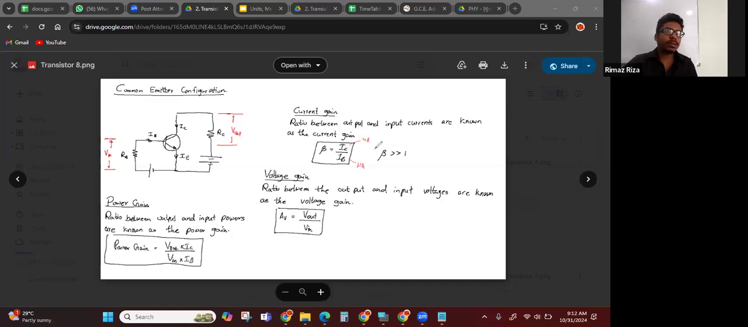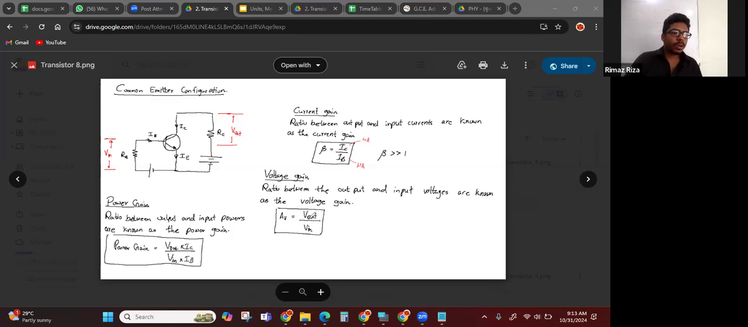So beta is IC over IB. Since IB is very small compared to IC, this will be very large. Beta is very large, greater than 1, something around 100, 200, 300. Beta can have such values.